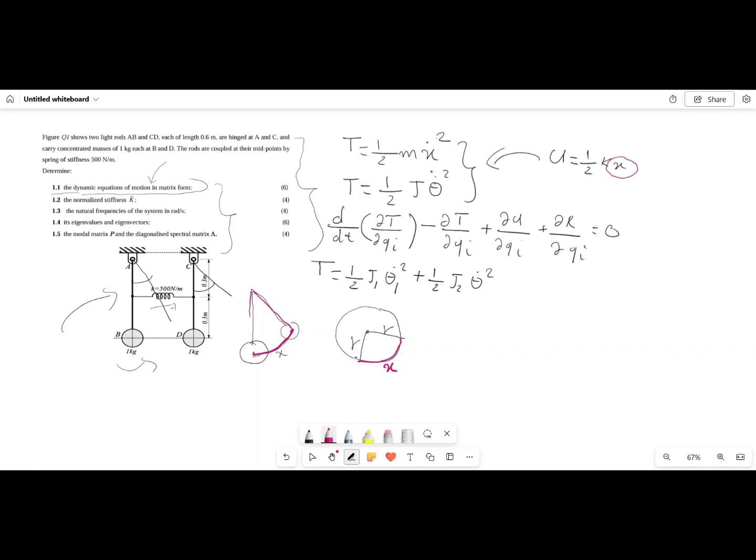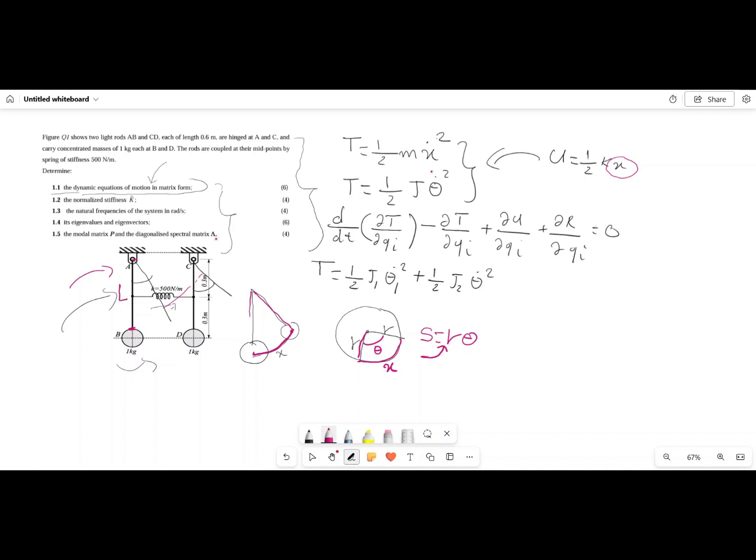Now, what is the formula of arc length? If you remember from Math 1, arc length is equal to r theta, where r is the radius of the circle and theta is the angle created. If we refer this to what we have here, what will be our r? Our r will be the distance from this point to here, which is 0.3 plus 0.3. Let's call this distance L.